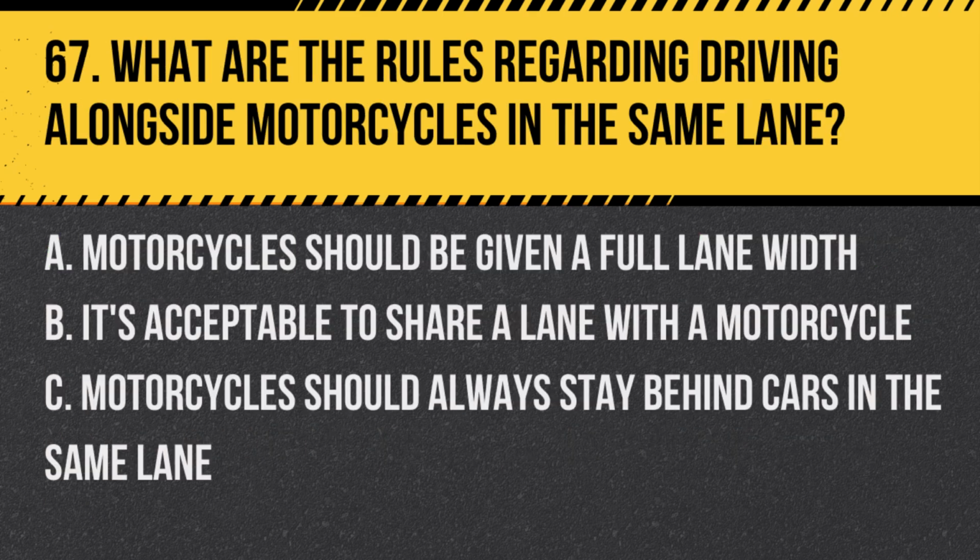Question 67. What are the rules regarding driving alongside motorcycles in the same lane? A. Motorcycles should be given a full lane width. B. It's acceptable to share a lane with a motorcycle. C. Motorcycles should always stay behind cars in the same lane. Answer: A. Motorcycles should be given a full lane width. Like other vehicles, motorcycles are entitled to the entire width of a lane.